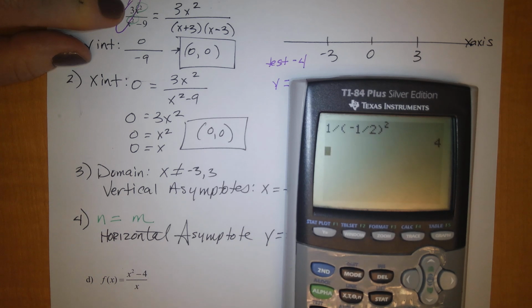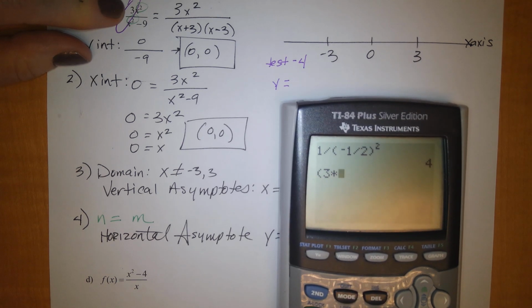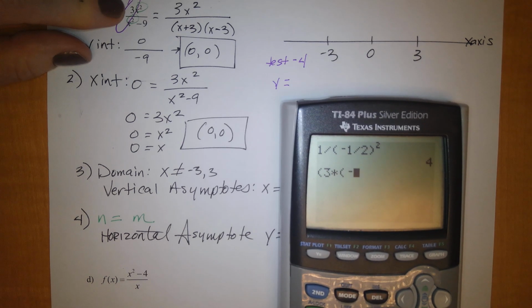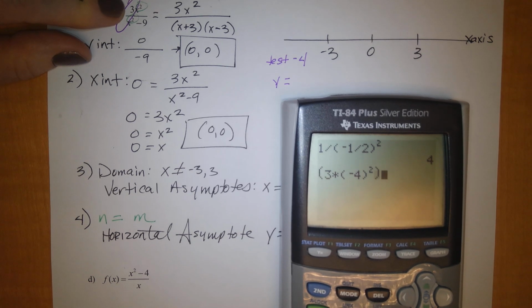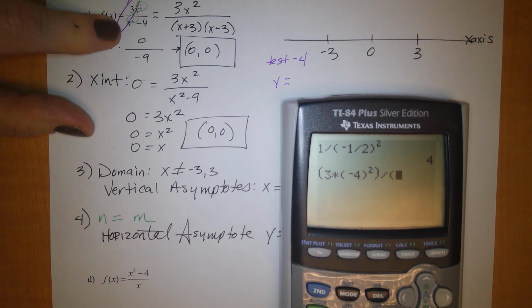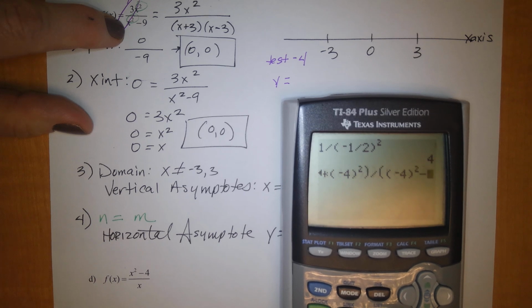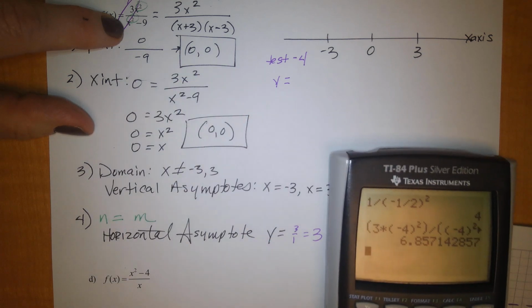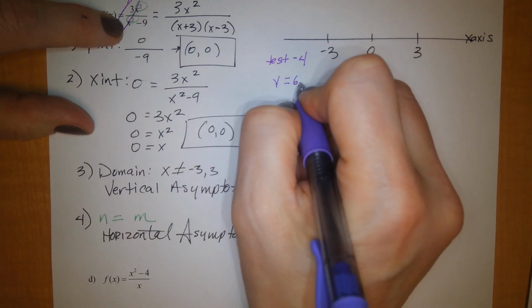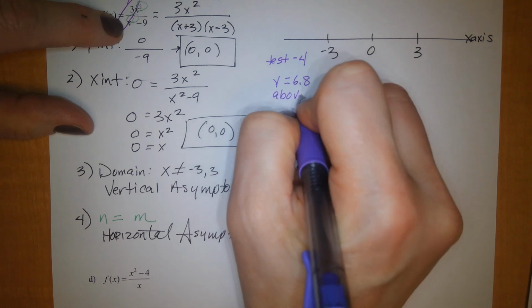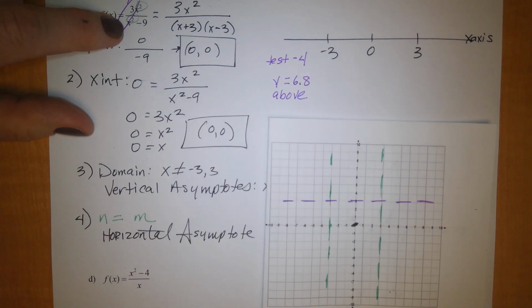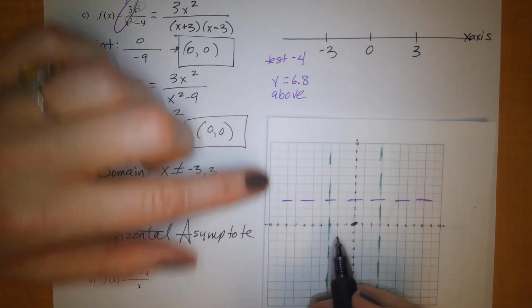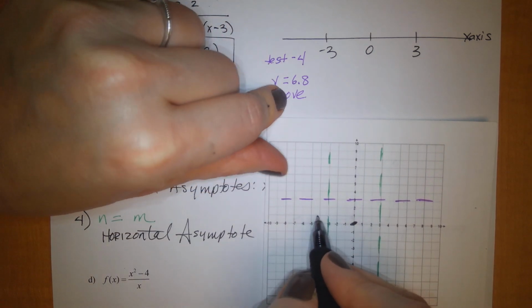So I'll do this all at one time. So we have 3 times negative 4 squared divided by, in the denominator, negative 4 squared minus 9. That all comes out to be 6.8 on my graph, which is definitely positive. So positive 6.8. So this means it is above the x-axis. So on my graph, I'm going to graph a point at negative 4, positive 6.8.